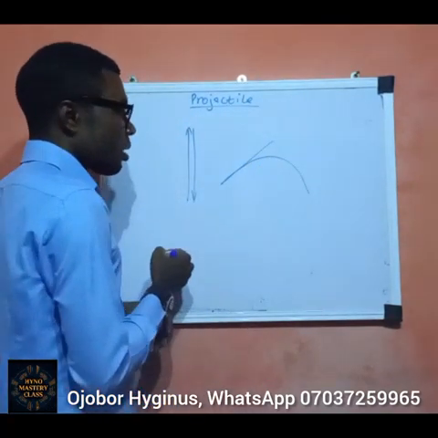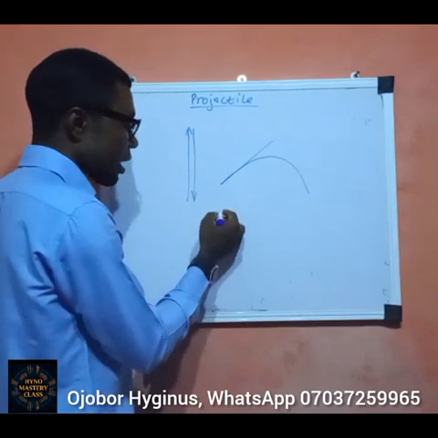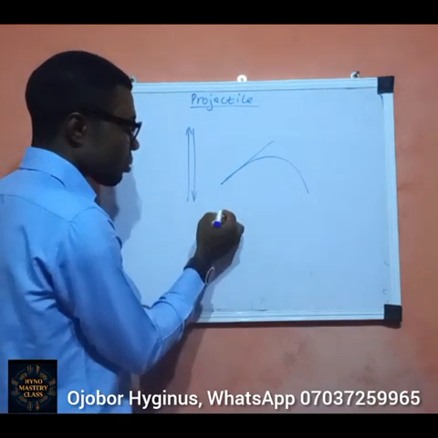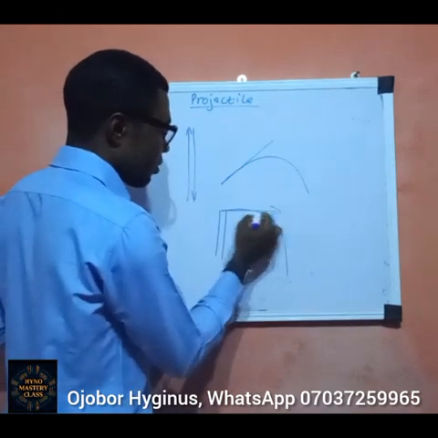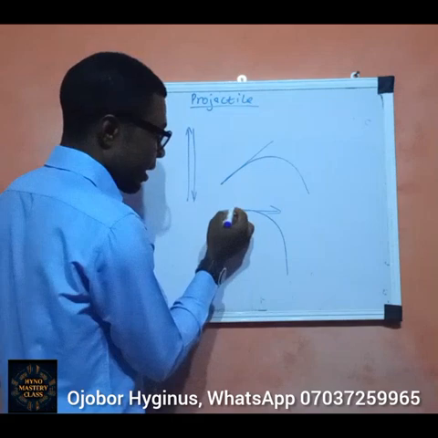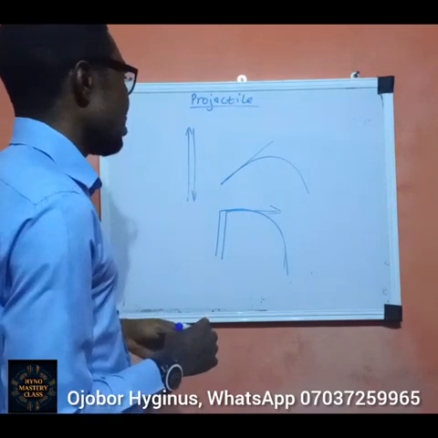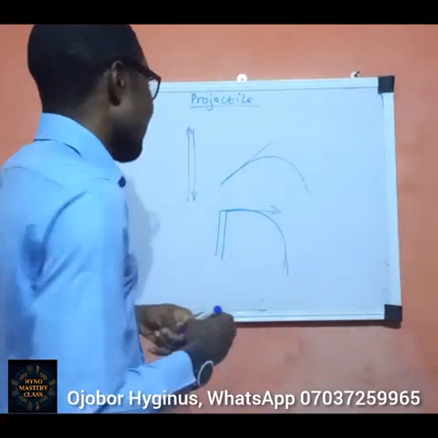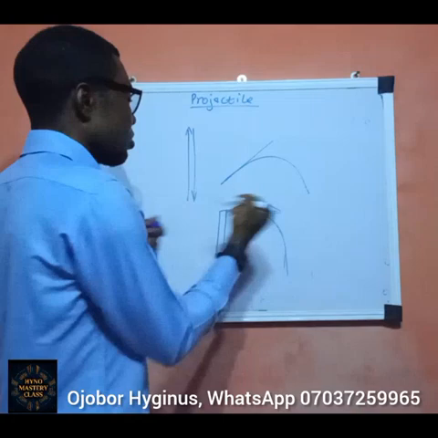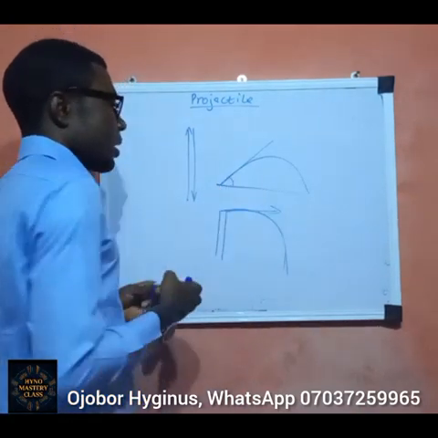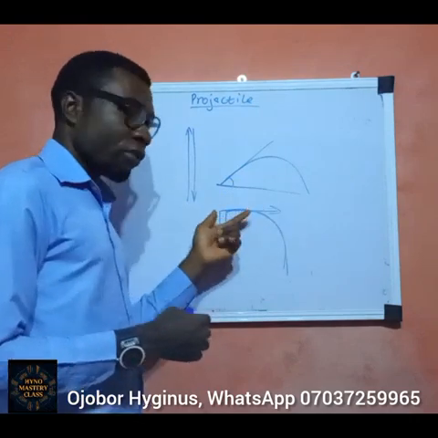Three, when a body is projected horizontally, it goes from a height, it comes this way. So these are the three possible ways projectile will appear in a question: either a vertical projection, a projection at an angle to the horizontal, and then horizontal projection from a height.